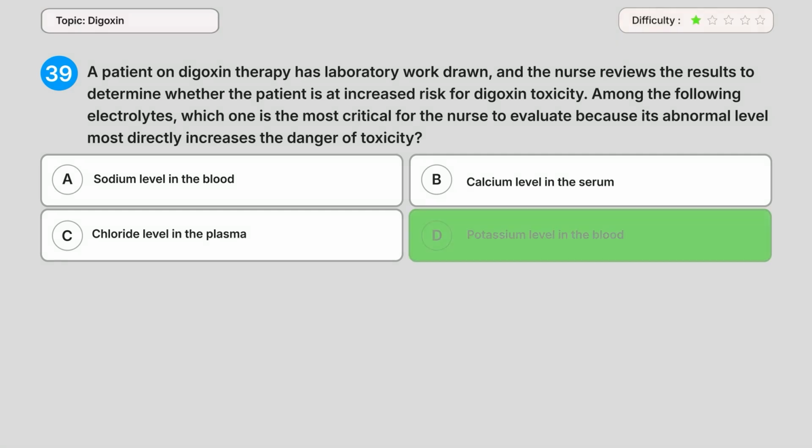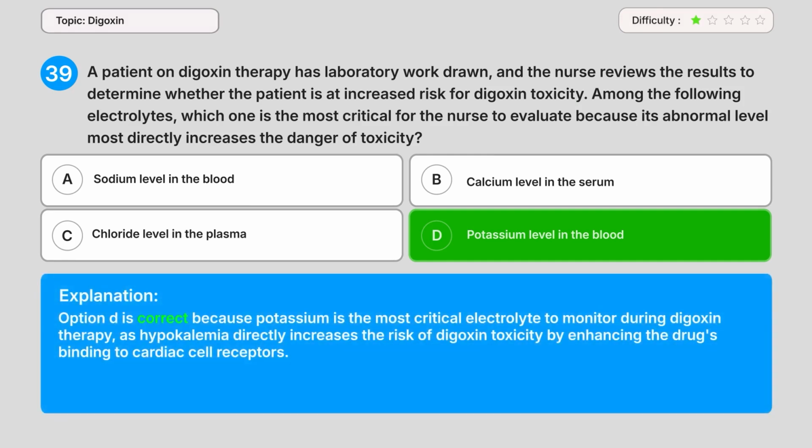Correct answer, D. Potassium level in the blood. Explanation: option D is correct because potassium is the most critical electrolyte to monitor during digoxin therapy, as hyperkalemia directly increases the risk of digoxin toxicity by enhancing the drug's binding to cardiac cell receptors.